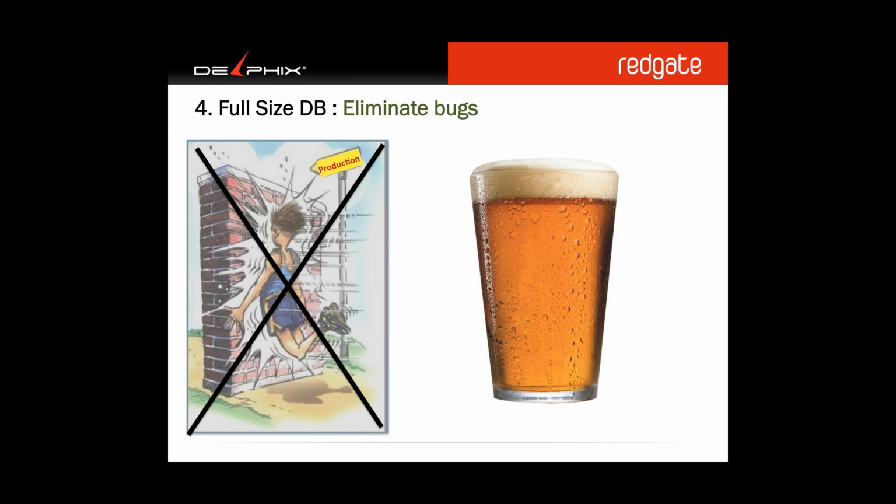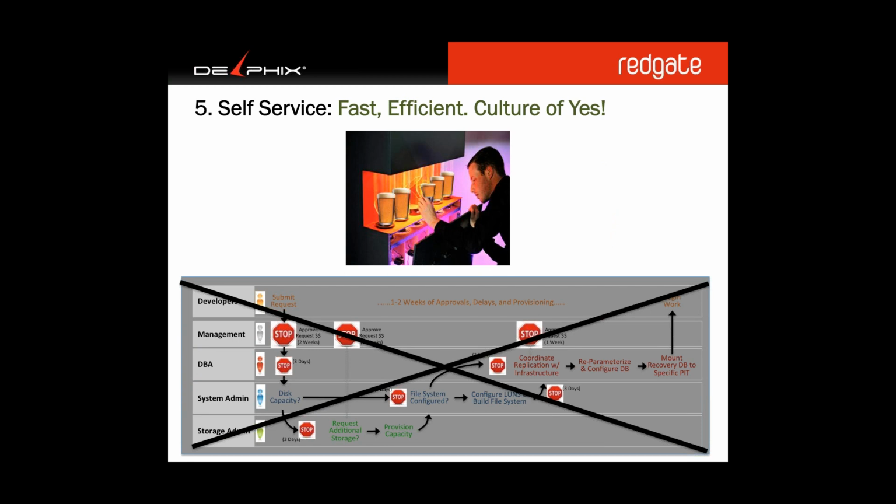For example, we talked to StubHub. StubHub estimated that using Delphix, they had a 20% reduction in bugs that made it to production. And then we see self-service, which means fast, efficient provisioning of databases, which means a cultural yes. If an anomaly happens on production, a developer can spin up a copy in minutes and investigate what was happening. If a developer needs to do some customized coding, he doesn't have to go through weeks of delays trying to get a copy of production. He can spin up a copy and start developing that customized code immediately.